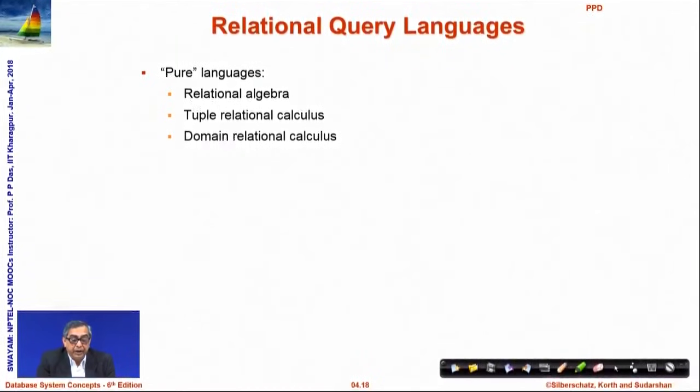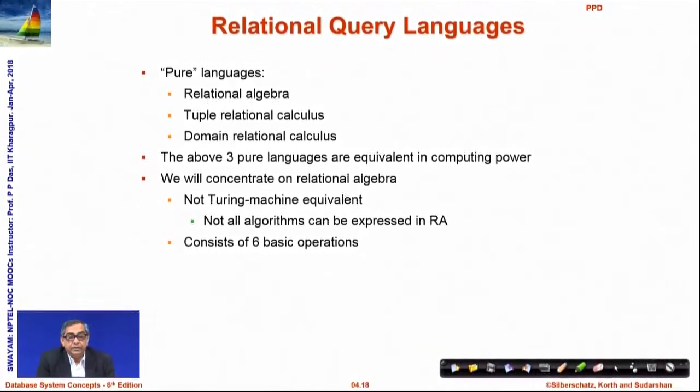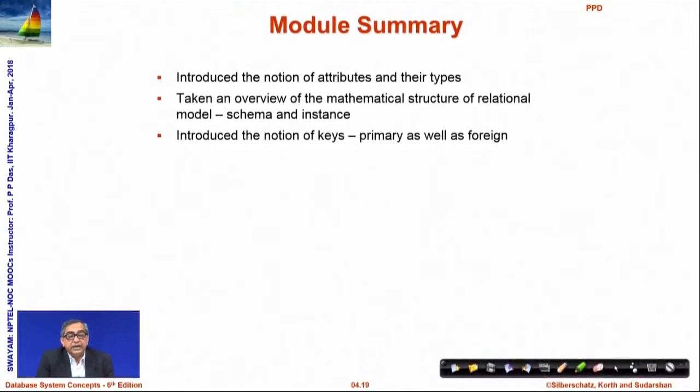We have talked about the pure languages; they are all equivalent, we mentioned that earlier also. And again, remember that none of them are actually Turing equivalent. That means that not all algorithms can be expressed in them. Specifically, relational algebra, which we will look at in more depth, will consist of 6 basic operations, which we will discuss in the next module.